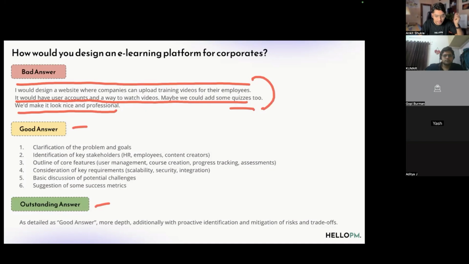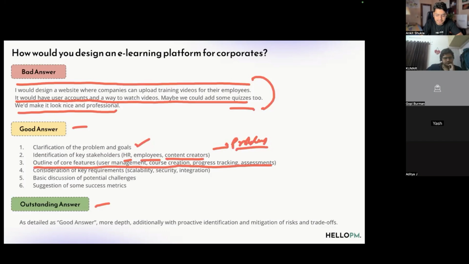Now, what could be the good answer? The good answer could be that you clarify the problems and goals. What is the audience that you are targeting? These kinds of things. Then you understand who the key stakeholders are: HR, employees, content creators. After that, you understand their problems. And once you understand their problems, then you create the core features: user management, course creation, progress tracking, assessment. There are so many things in an LMS. But they should follow the users and their problems.